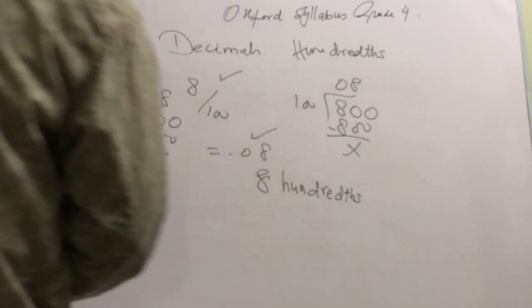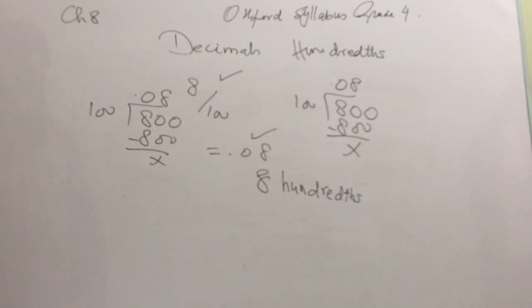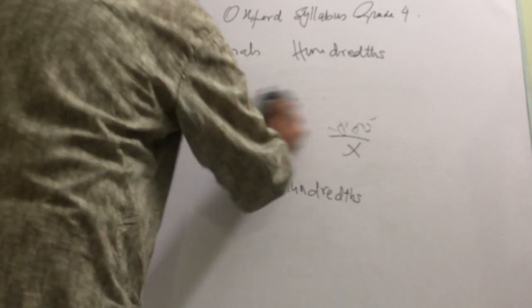Okay, B part you need to do. Then question number 3, you need to do 10 hundredths, which means 10 over 100. Divide 10 with 100, you get 0.1. So 0.1 is the answer for point number 3.